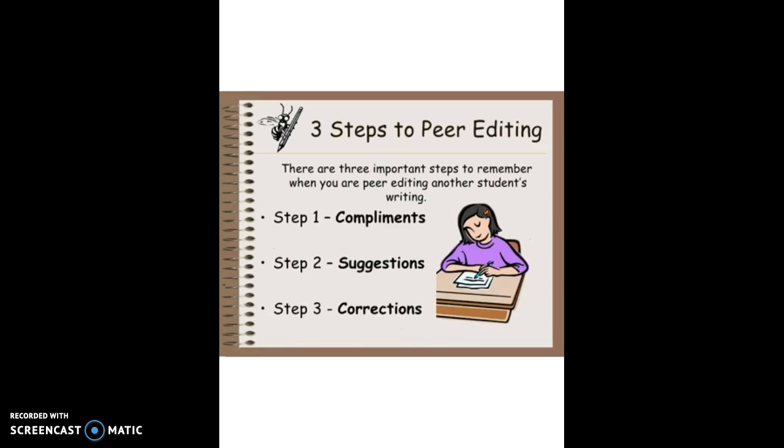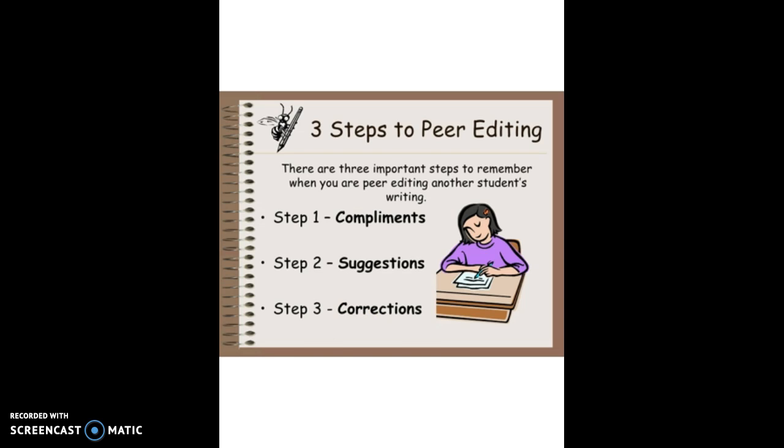There are 3 steps to peer editing. Step 1, give compliments. Step 2, give them suggestions. What can they fix? Step 3, make the corrections your peer told you to make.